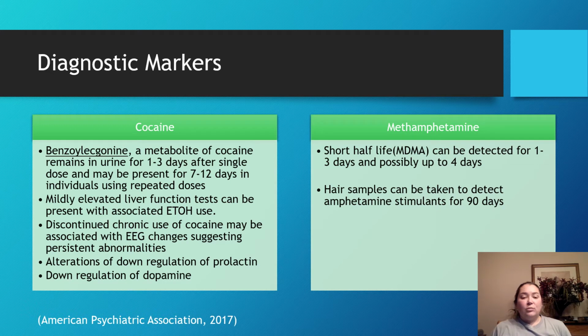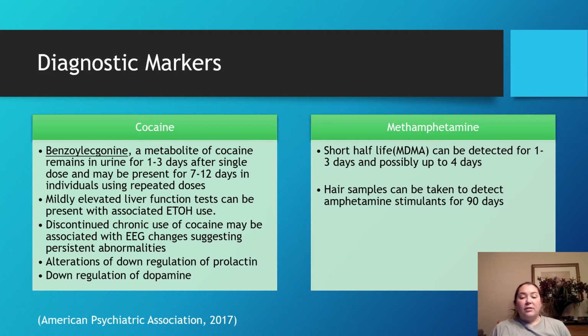So diagnostic markers: what are some things that you can look at in the lab work of a patient who you suspect may have cocaine or meth use? So with cocaine, the metabolite benzoylecgonine remains in the urine for 1 to 3 days after a single dose and may be present for up to 7 to 12 days in individuals who have repeated doses. Mildly elevated liver function tests can be present with associated alcohol use.